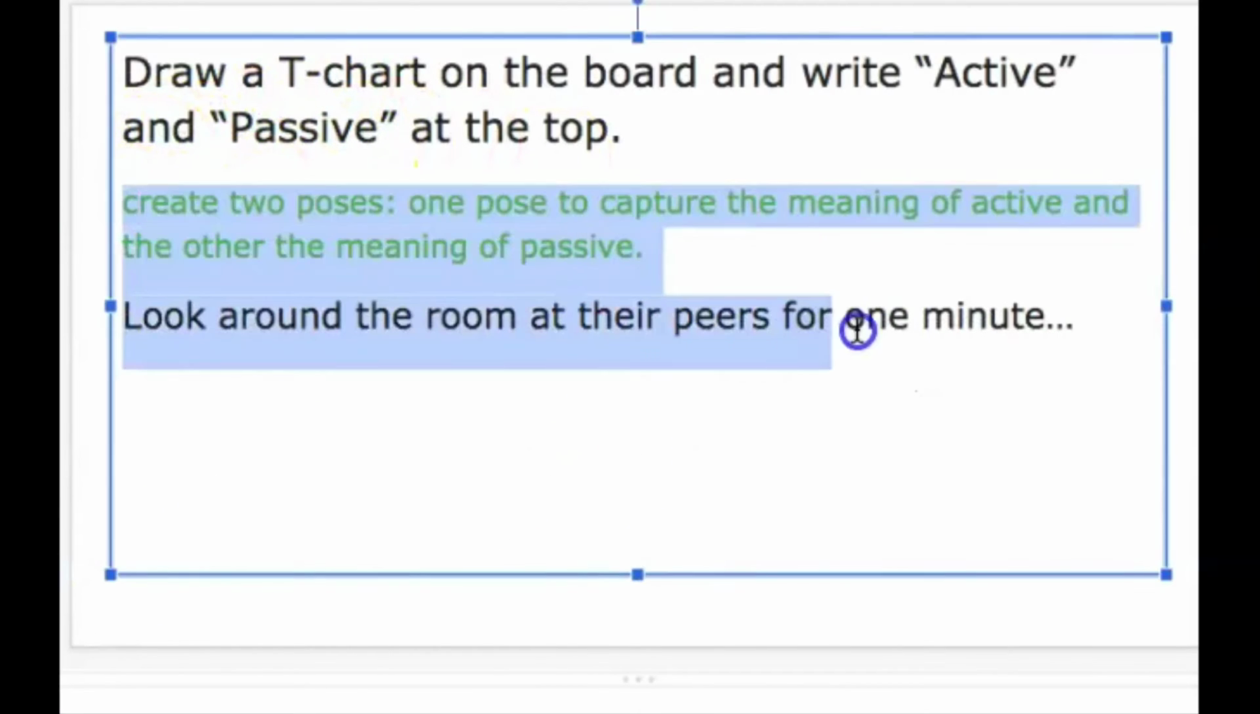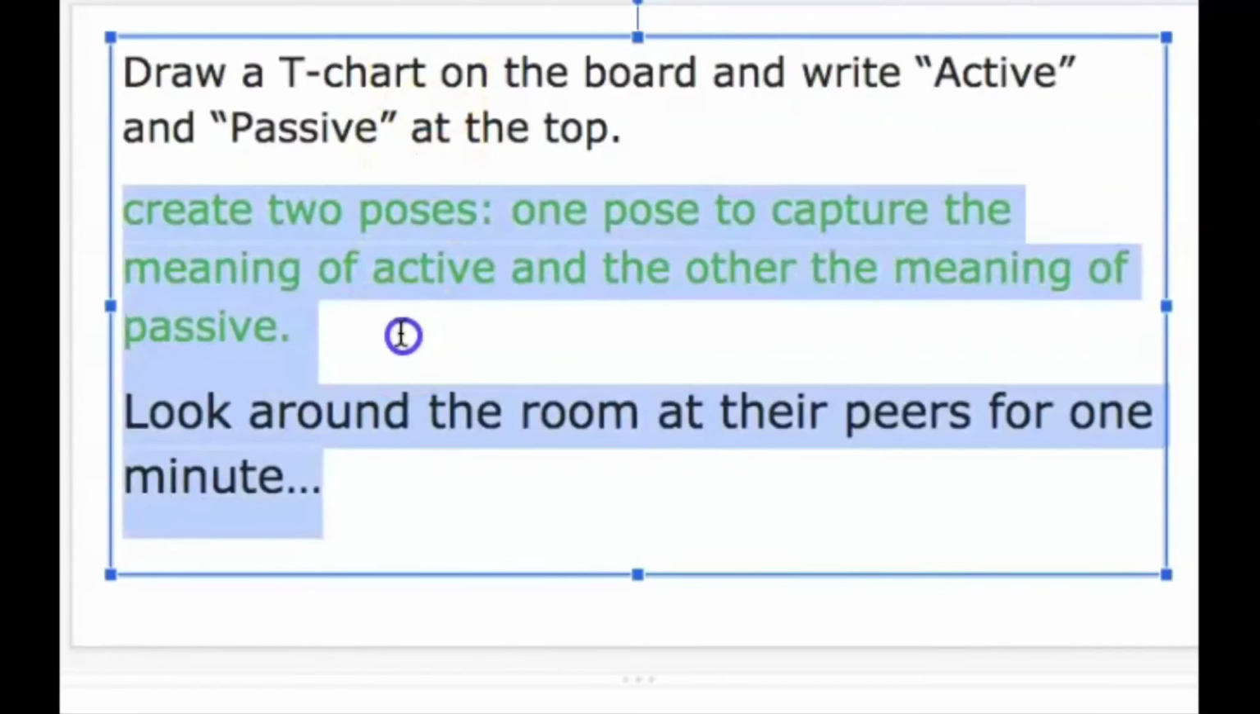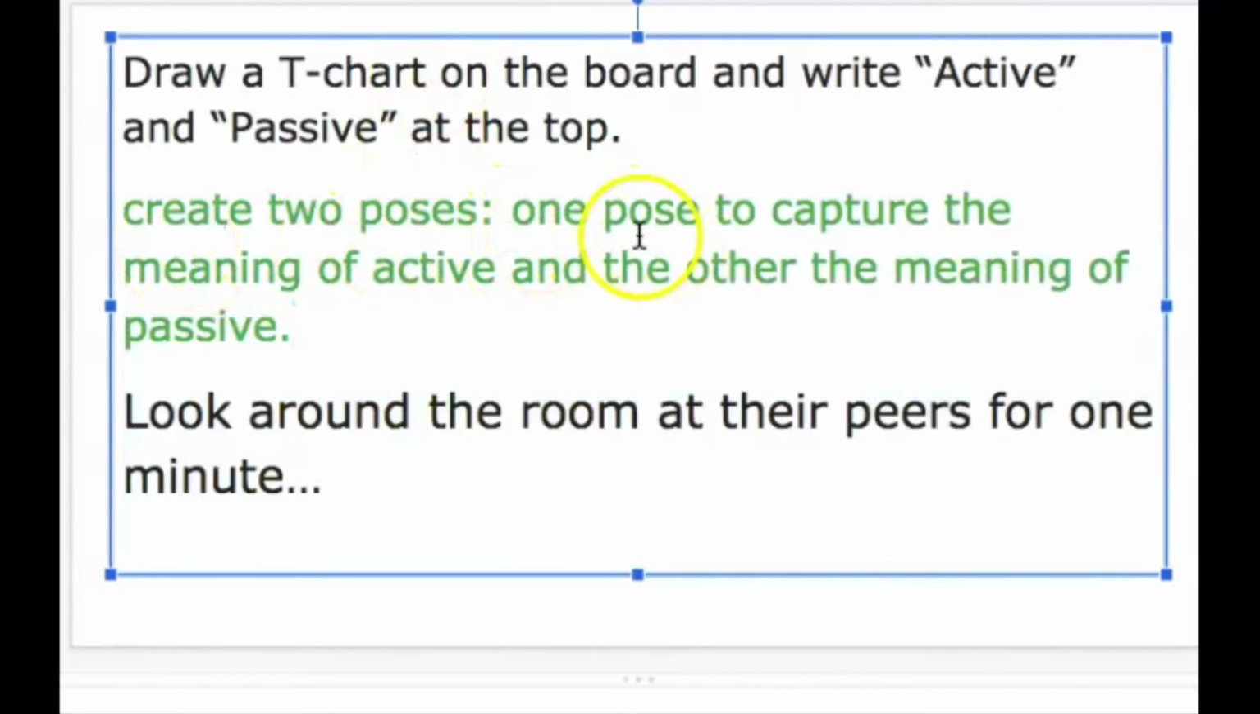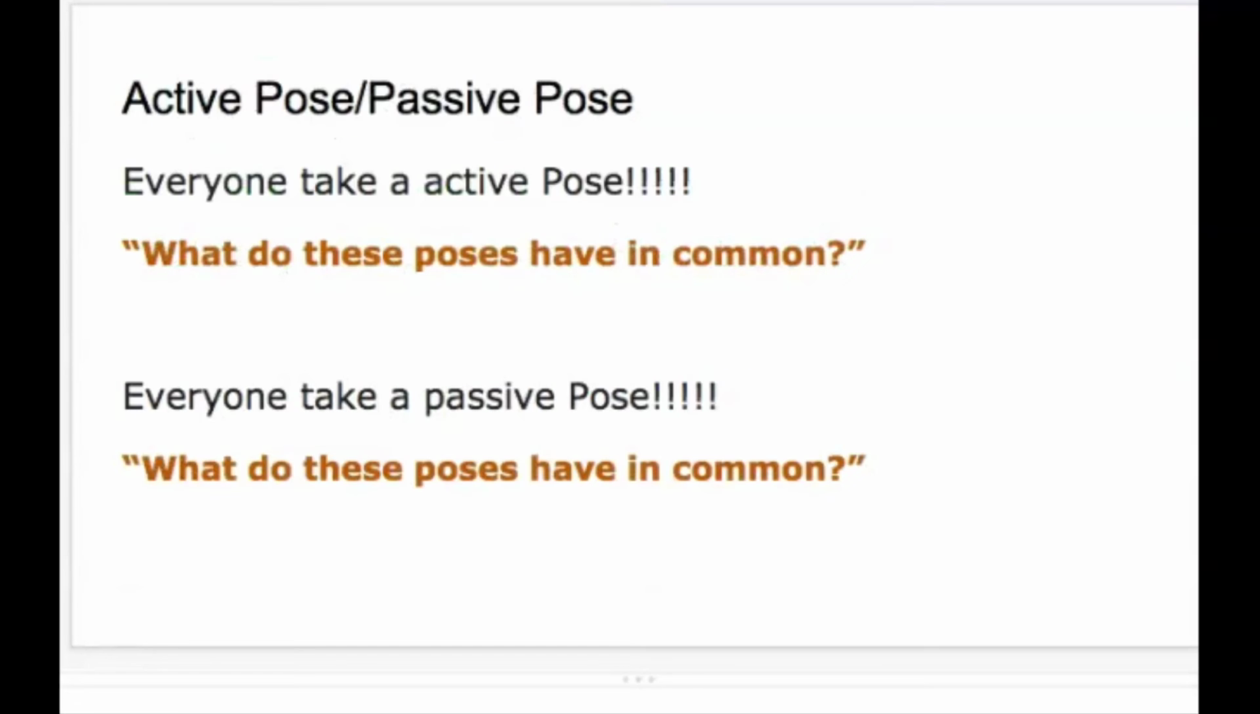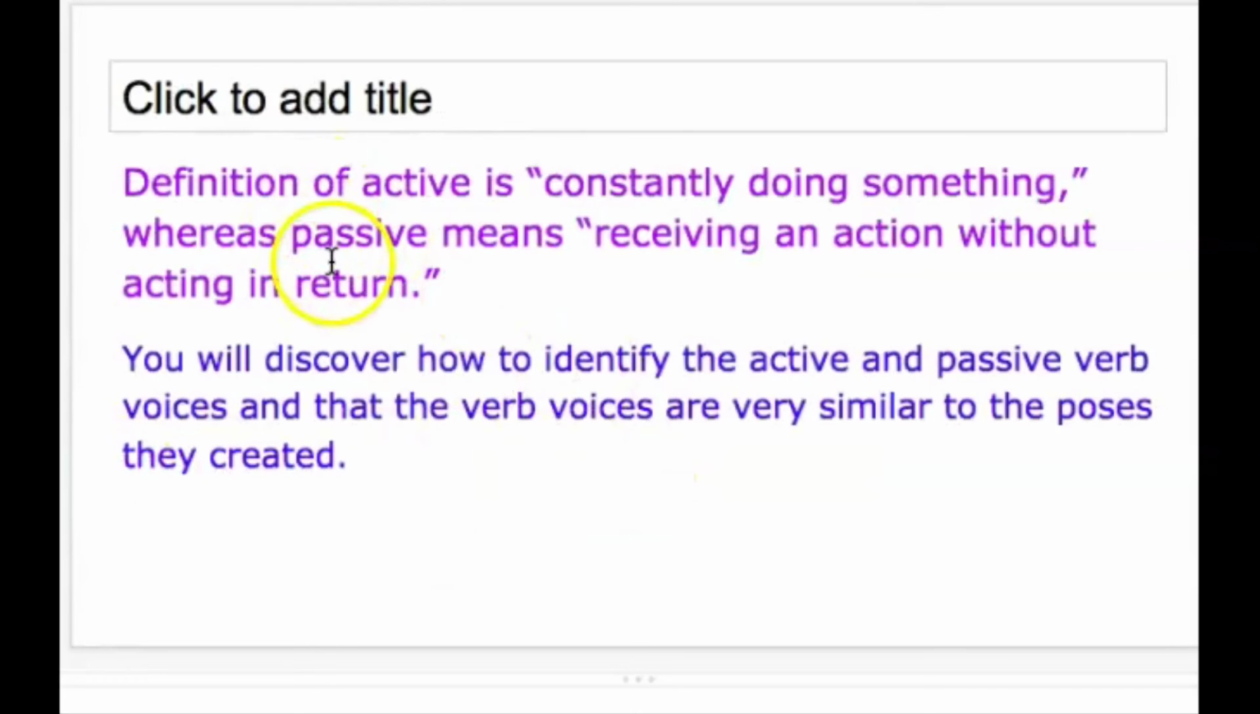Now on to our vocabulary deep dive. I want you to create 2 poses. One pose to capture the meaning of active and another of the meaning of passive. Look around the room. So if everyone takes an active pose, what would that look like? An active pose would be maybe someone doing something. A passive pose would be someone not doing something or being passive. The definition of active is constantly doing something, whereas passive means receiving an action without acting in return.